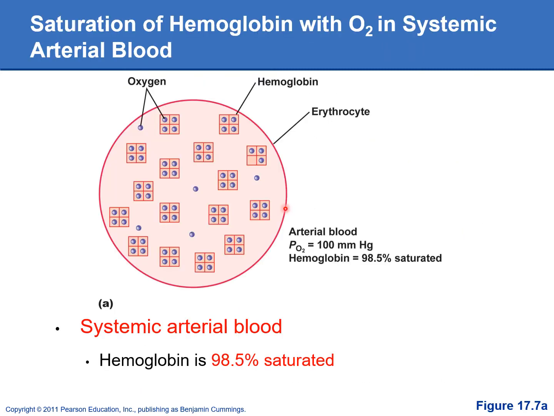This picture shows a red blood cell, and the squares inside are hemoglobin molecules, and the blue dots are oxygen molecules. So this is in systemic arterial blood, and you can see that most of the hemoglobin molecules are carrying 4 oxygen molecules. There's a few that aren't. So the hemoglobin is 98.5% saturated in systemic arterial blood.